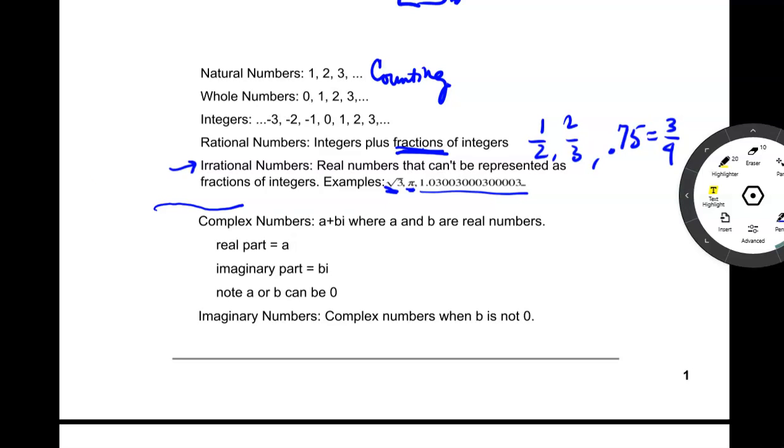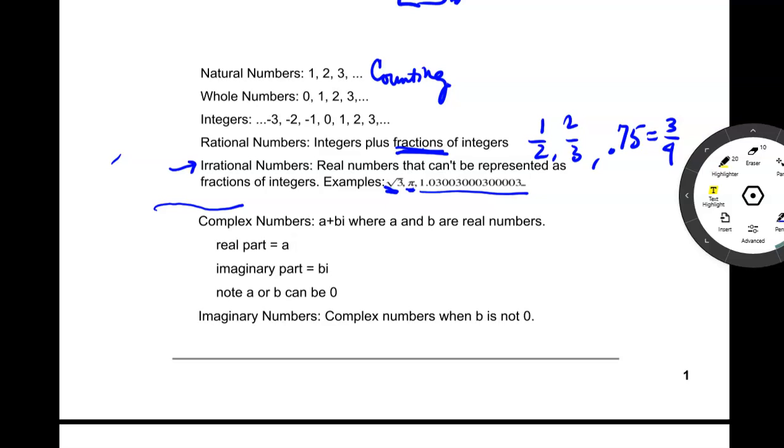So I'm going to just write out here to the side. Oh, it does say that. Sorry, I don't need to write it. It's already there: can't be represented as a fraction of integers.